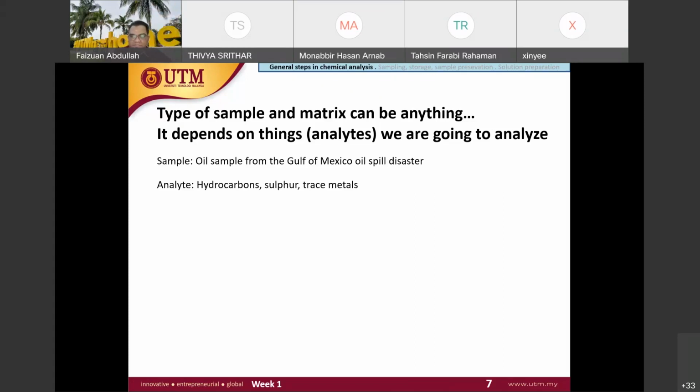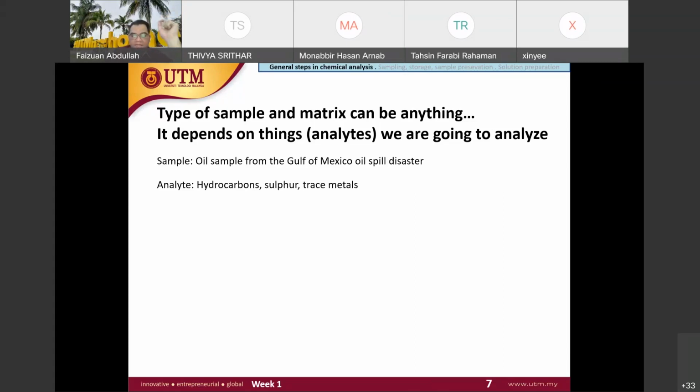So this is the disaster. We call it an oil spill disaster. One example of this disaster happened at the Gulf of Mexico several years ago. It resulted in massive pollution from the crude oil into the seawater, at the beach, and so on. And if the oil is burned during the incident, air pollution will happen as well.